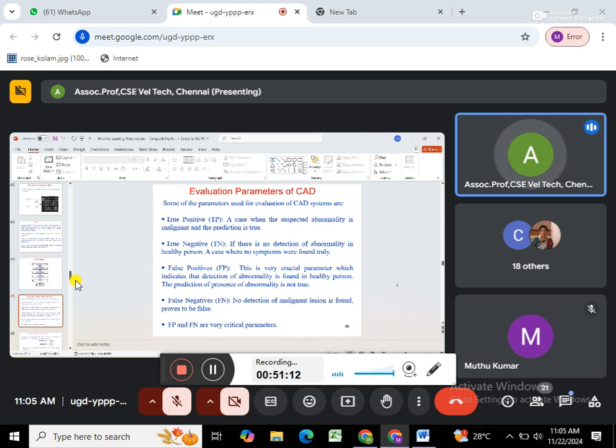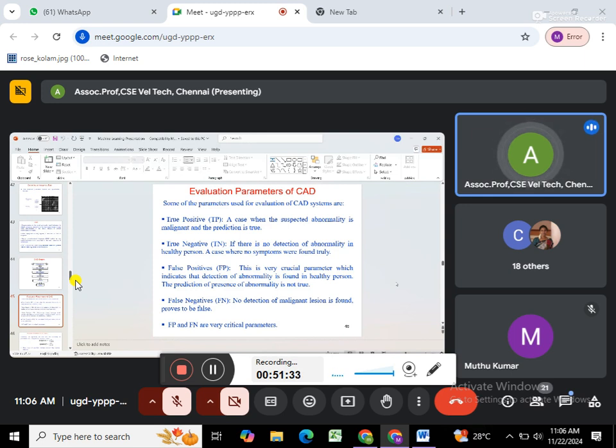What is true positive? A case when the suspected abnormality is malignant and the prediction is true. He has the problem and the diagnosis is true. Then it is called true positive. So what is true negative? There is no detection of abnormality as no symptoms are found. Then the case is a true negative.